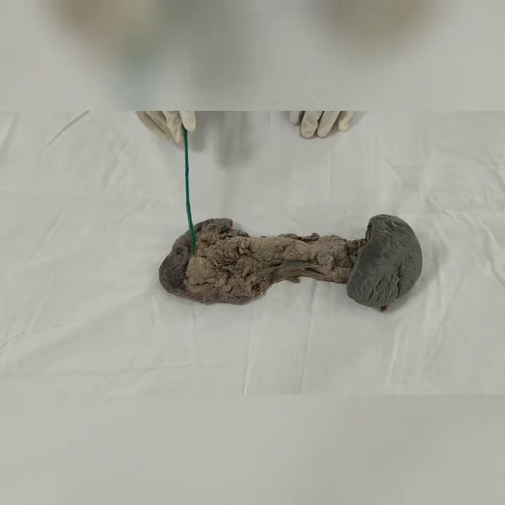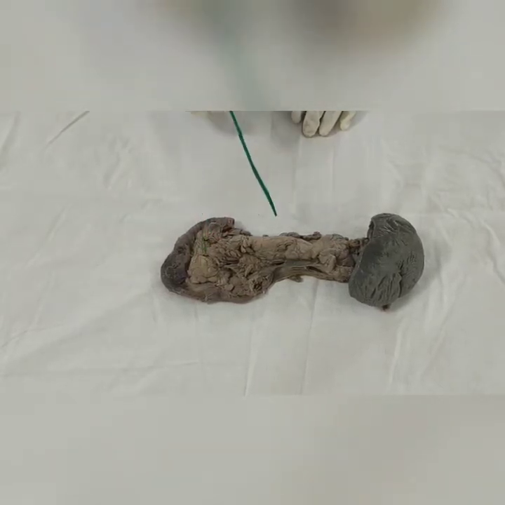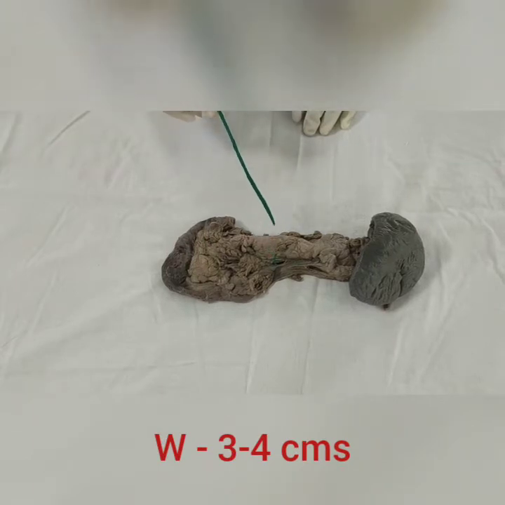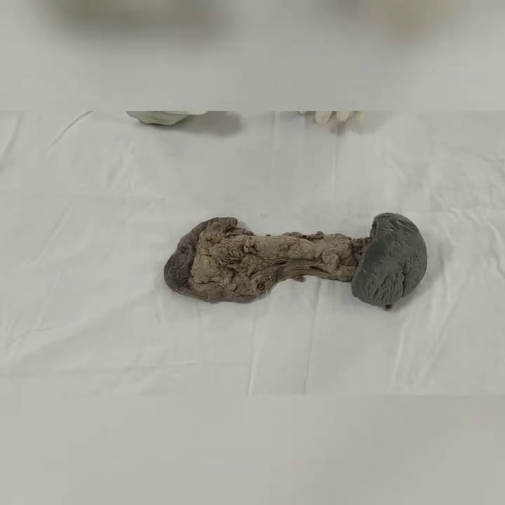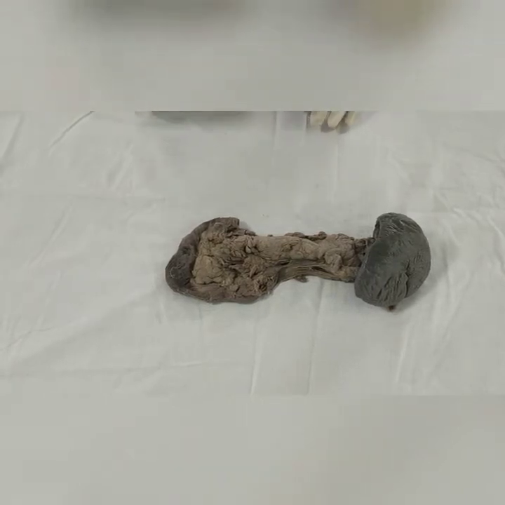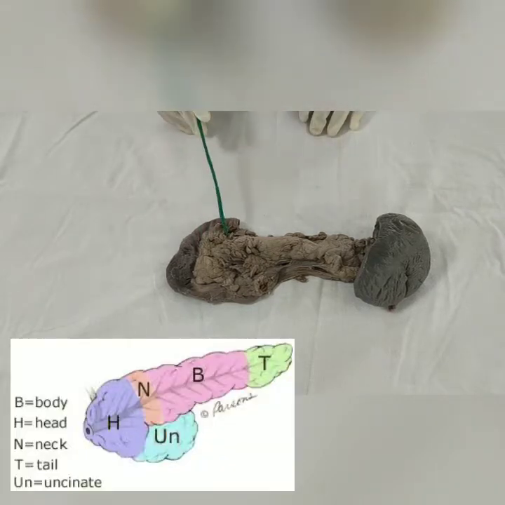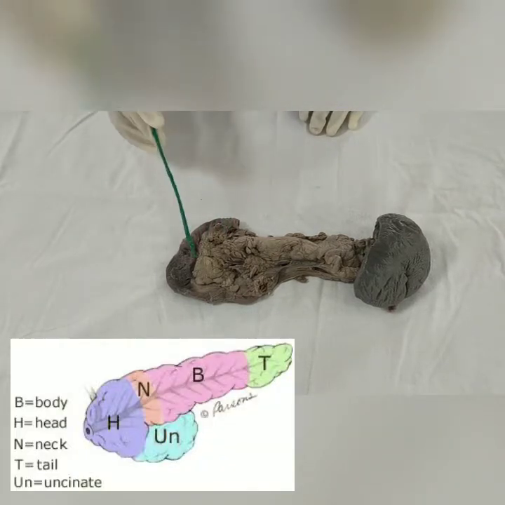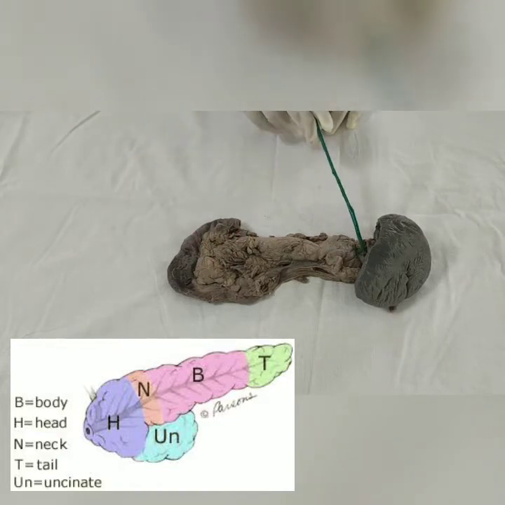Now the length of the pancreas is approximately 12 to 15 centimeters. Width is 3 to 4 centimeters. Thickness is 1.5 to 2 centimeters, and weight is approximately 90 grams. Coming to its parts and relations, the pancreas is subdivided into 4 parts: head, neck, body and tail.